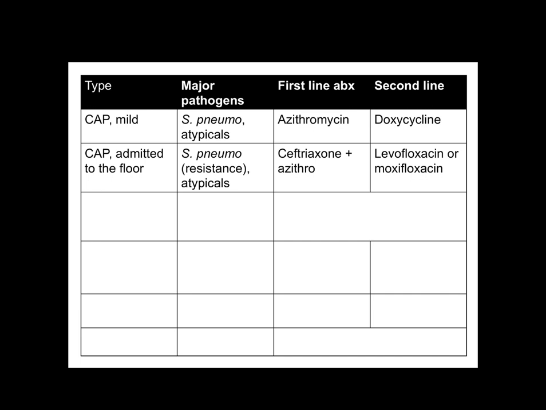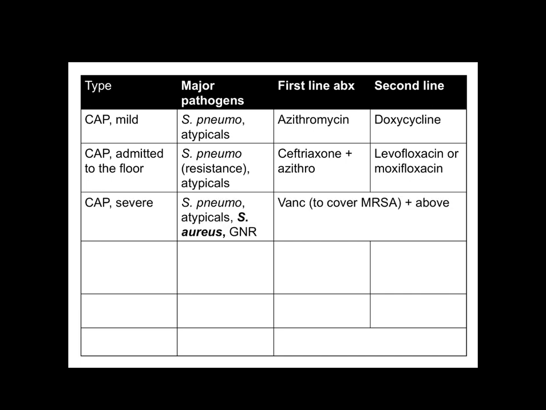For somebody who's sick enough to get admitted to the hospital, then you would worry a little bit more about that resistance, and you give them ceftriaxone. This is much less likely to be eluded by that bug. You still want to give azithromycin, though, because the atypicals are not covered by cephalosporins. And as an alternate therapy, you could give a quinolone antibiotic, like one of these. These, however, we try to reserve, partly because they're expensive, partly because they can have some side effects, but mostly because we use those against resistant organisms, and we don't want to lose them.